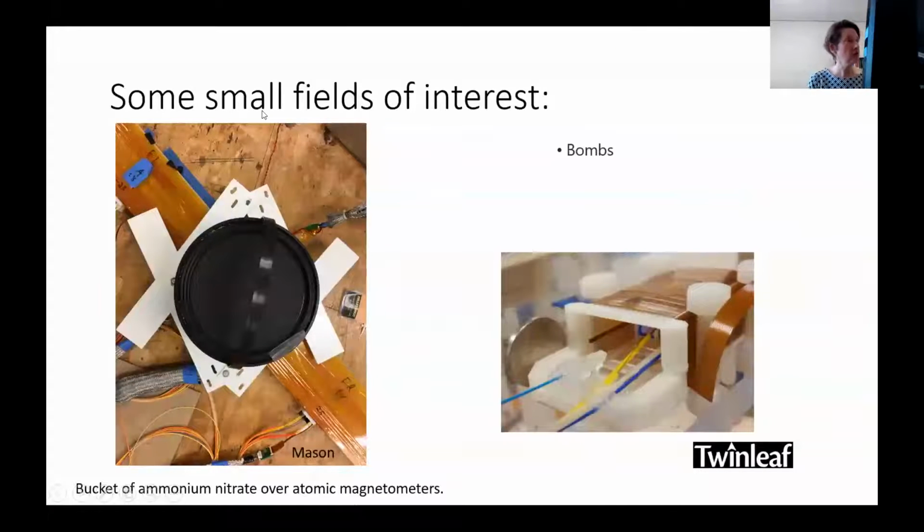So another small field of interest is bombs. That's actually what we look at mostly in my lab. This is a picture of a bucket, a paint bucket of ammonium nitrate, to give you an idea of the scale, over atomic magnetometers. These atomic magnetometers come from our collaborators at Twinleaf, and they're trying to make these quantum magnetometers really small. That's what you can see in these fibers that are coming out. There's a series of quantum magnetometers just sitting underneath this bucket of ammonium nitrate.